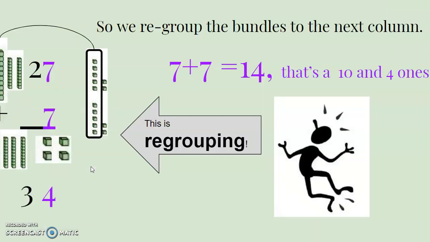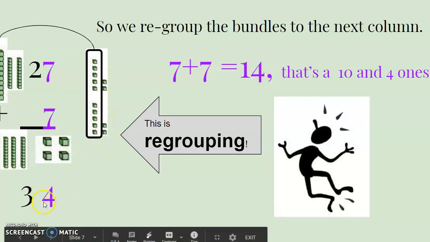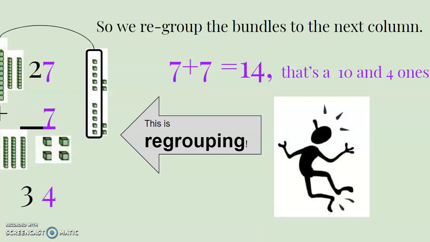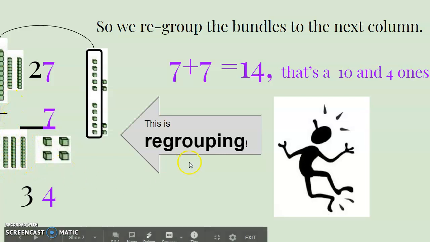So we regroup those numbers. That another group of 10 is going to go here in this column. And then if we just look at the ones, we have 4. Okay, we took the 10 from the 14 and we put it over here with the tens. And now let's count the tens. 1, 2, 3. Because we had 2 to start with, and we added 1 more from the 14, and that's 34. That's what regrouping is.